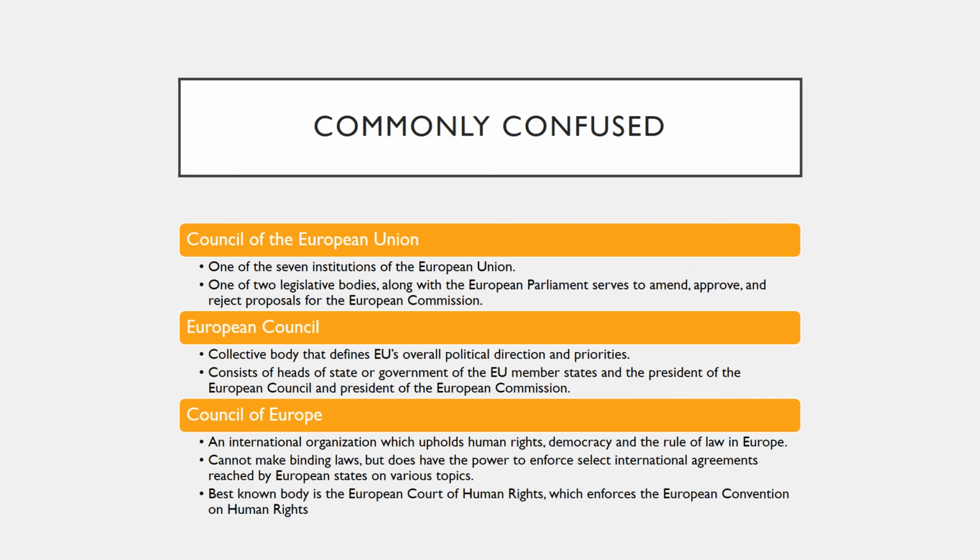There are way too many councils. Let's look at three related to the EU. They are the Council of the European Union, European Council, and the Council of Europe. We have talked about the Council of the European Union, which is also known as simply, the Council, which is one of two legislative bodies of the EU.